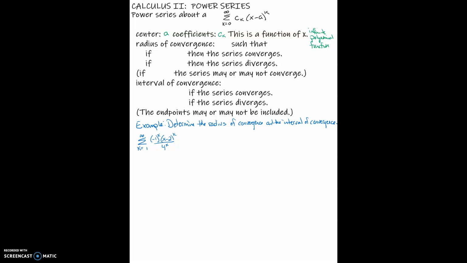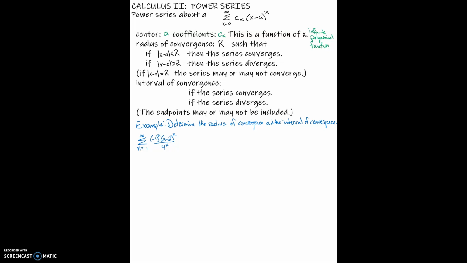The radius of convergence is considered to be the value r, such that if the absolute value of x minus a is less than r, then the series converges. If the absolute value of x minus a is greater than r, then the series diverges. Now, if that distance between x and a, that is the absolute value of x minus a, is equal to r, we don't know. It may or may not converge. We'll have to test those.